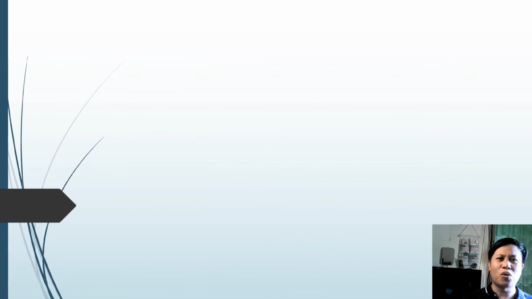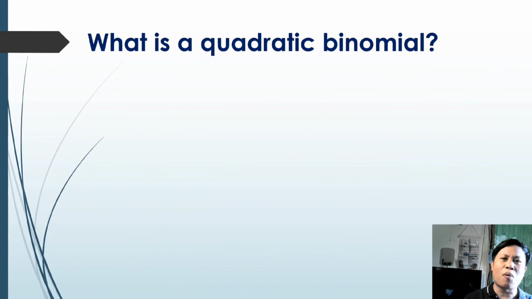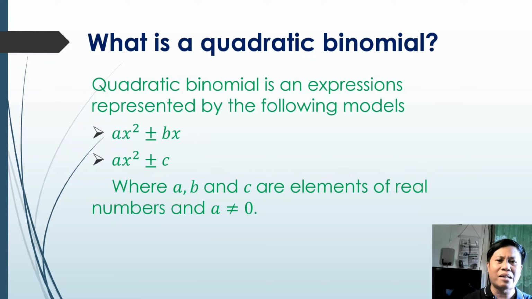Pag-aralan natin ang tungkol sa factoring quadratic binomial and factoring perfect square trinomial. Okay? What is a quadratic binomial? A quadratic binomial is an expression represented by the following models: ax squared plus or minus bx, and ax squared plus or minus c, where a, b, and c are elements of real numbers and a should not be equal to 0.